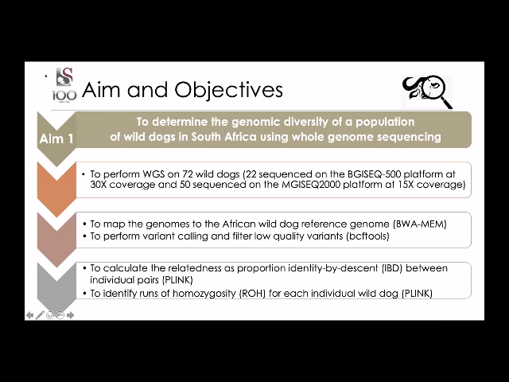And then we mapped the genome. We will map the genome to a high-quality African wild dog reference genome and perform variant calling and filtering. And then we will estimate the average minor allele frequency and the heterozygosity, as well as calculate the relatedness as proportion identity by descent between individual pairs. And then we will identify runs of homozygosity for each individual wild dog to get an indication of the level of inbreeding.